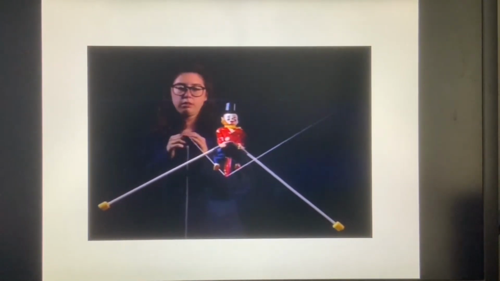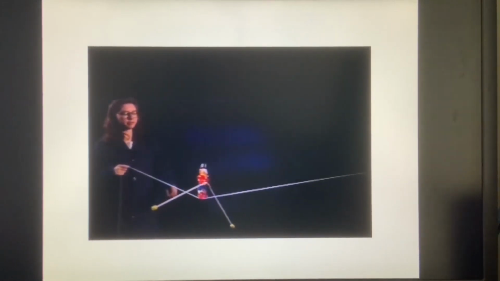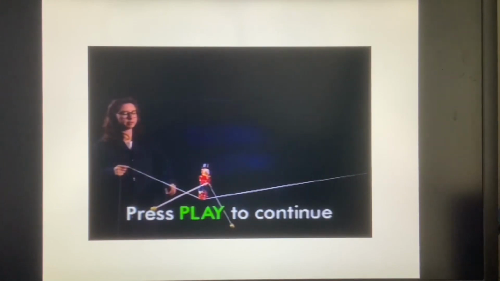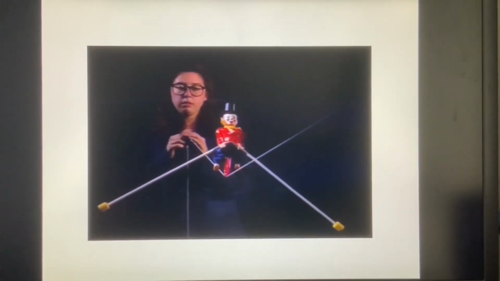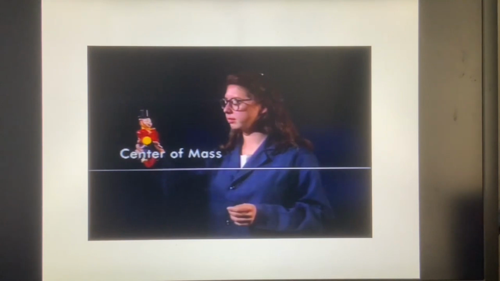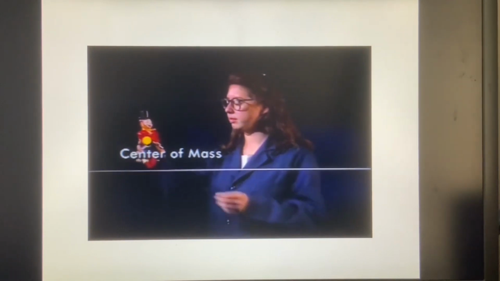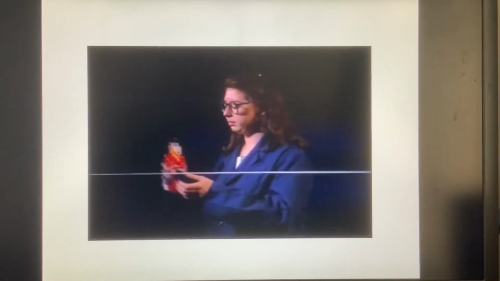This toy clown is stable when placed on a tight string. Why doesn't the clown fall off the string? These weights shift the clown's center of mass to a point below the wheel. If we remove the weights, we shift the center of mass to a point above the wheel. Here's what happens without the weights. With its center of mass above the wheel, the clown is no longer stable.